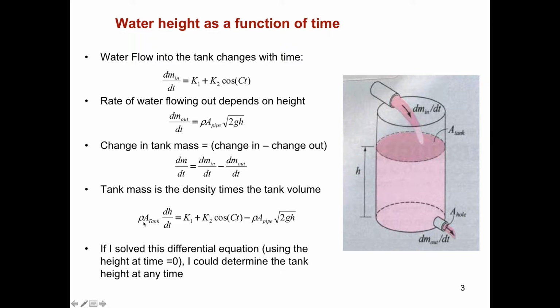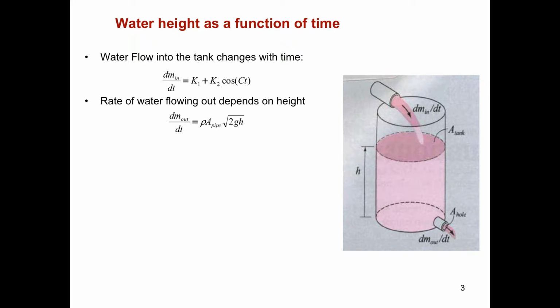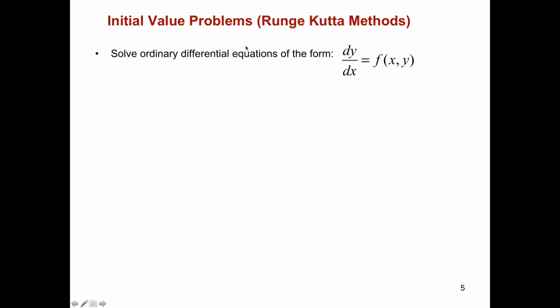So this is, if I divide by rho a tank, then I will have dh/dt is some function of both t and h, and the rest are constants that I know. Okay. So both of these examples fit into this general formula: dy/dx is equal to f of x, y.